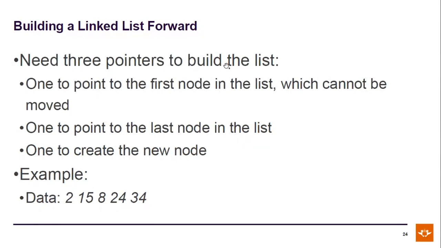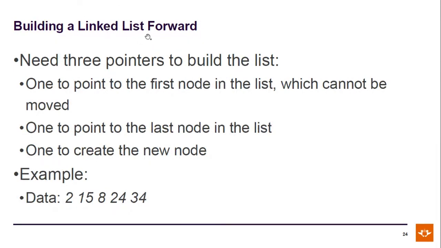Okay, so you need 3 pointers to build the list. You need one to point to the first node in the list, which cannot be moved. This is the head pointer. Remember when I mentioned that you cannot move the head pointer? You need it to point to the first node in the list, and then you cannot move it. And then you also need a pointer to point to the last node in the list, which is usually referred to as the tail of the list.